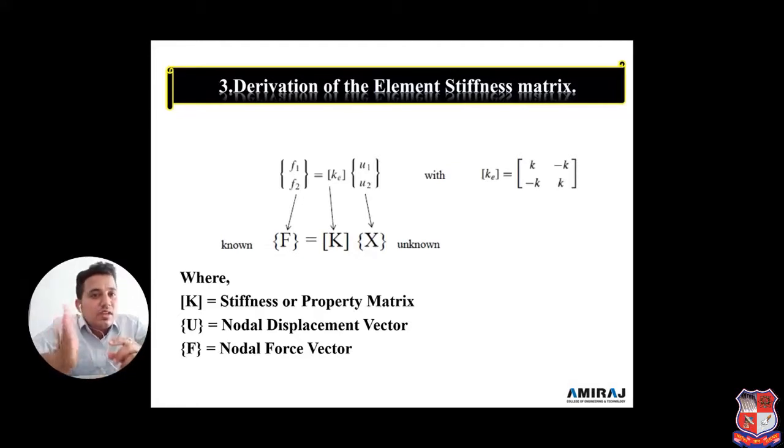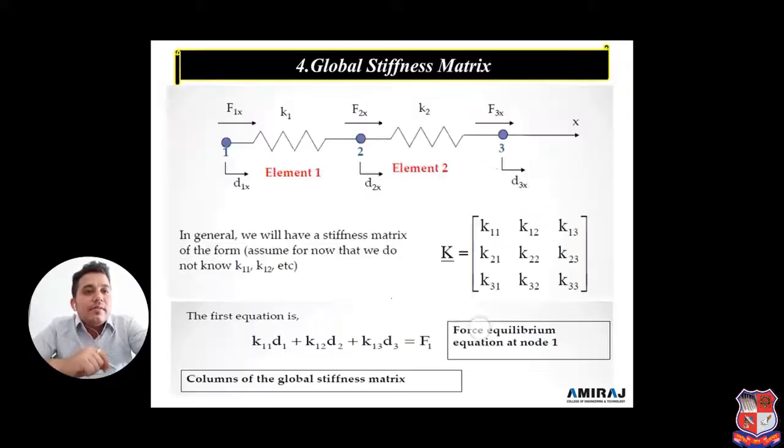So we have 3 main components: K is the stiffness matrix, U is the nodal displacement vector, and F is the nodal force vector. Here we can observe that K is the matrix with entries K and minus K. So this is the matrix of the stiffness of one particular element. Let's see, up to step 4 we have to find the global stiffness matrix.